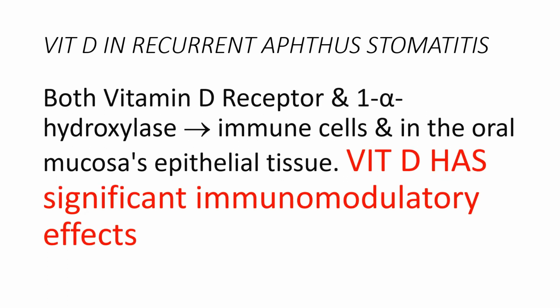The impact of vitamin D on recurrent aphthous stomatitis remains unclear. However, both vitamin D receptor and the enzyme responsible for activating vitamin D, 1-alpha hydroxylase, are present in various immune cells, including T cells, macrophages, dendritic cells, as well as the oral mucosal epithelial cells. In patients with recurrent aphthous stomatitis, low vitamin D levels have been linked to the presence of pro-inflammatory cytokines released from T helper cells. Vitamin D has significant immunomodulatory effects, adjusting the immune system responses.